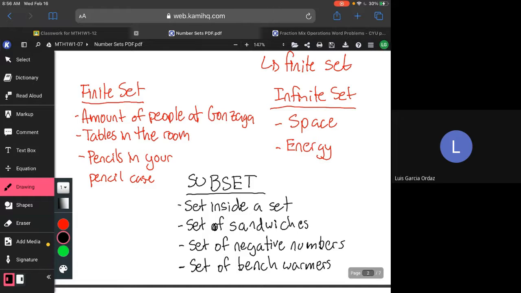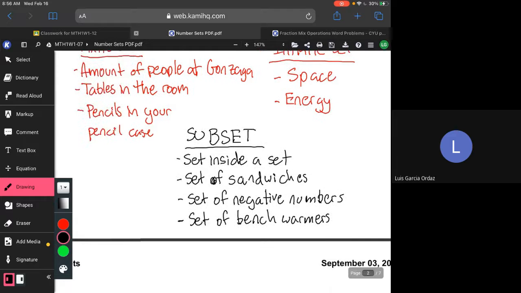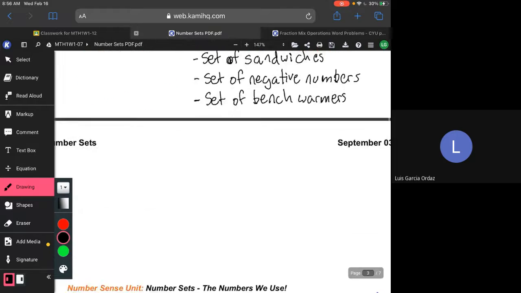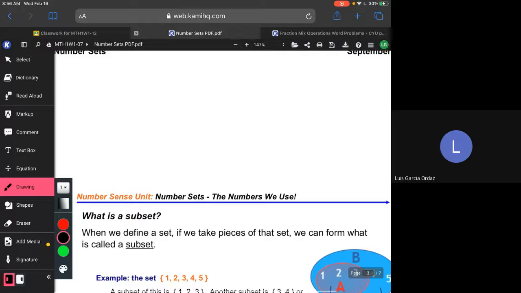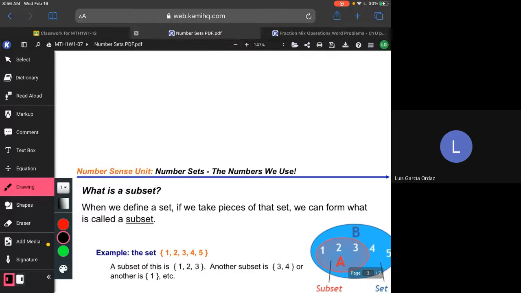So by that he means the players who substitute, they're just on the side. Okay. So a set inside a set of sandwiches, a set of negative numbers, and a set of bench warmers. Okay. I want to say Kobe was probably the closest one. Is that with the reserve? No, it's basically a subset is just a set of numbers that appear in the original set. So technically they're on the side kind of thing.